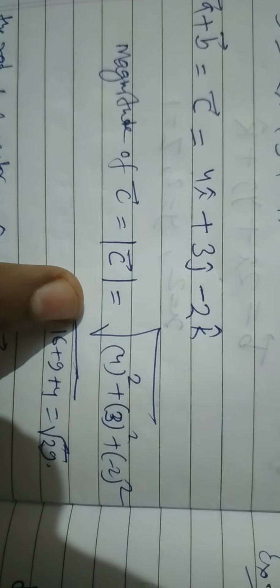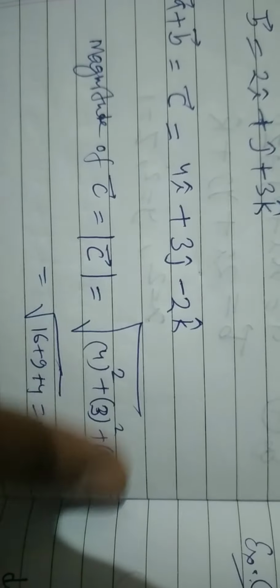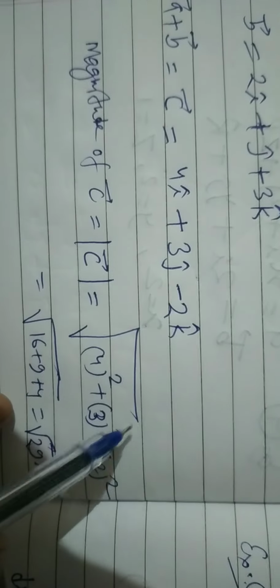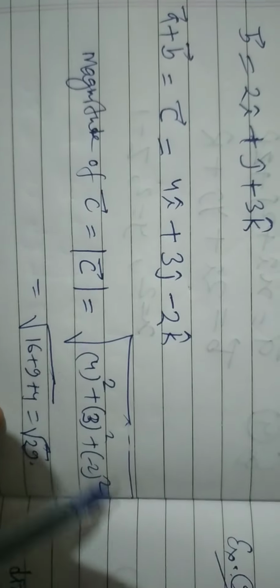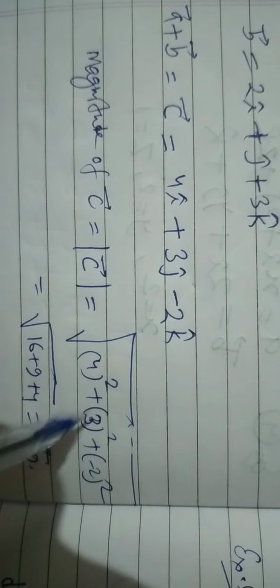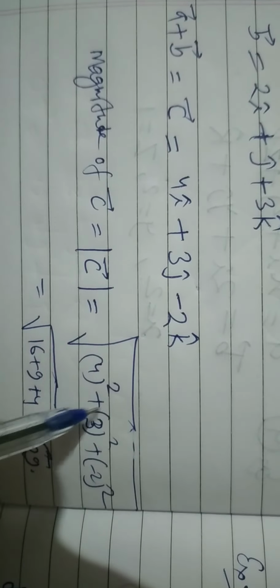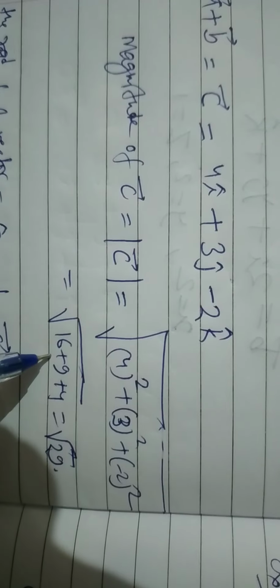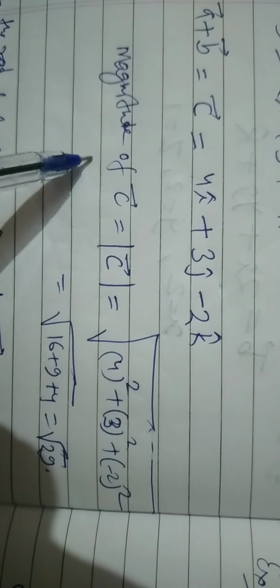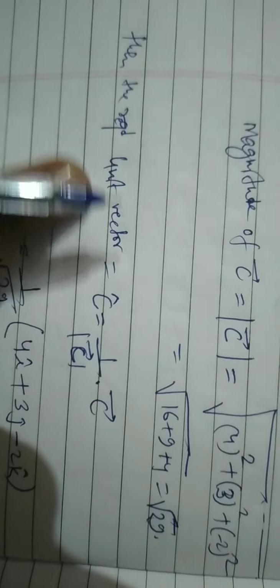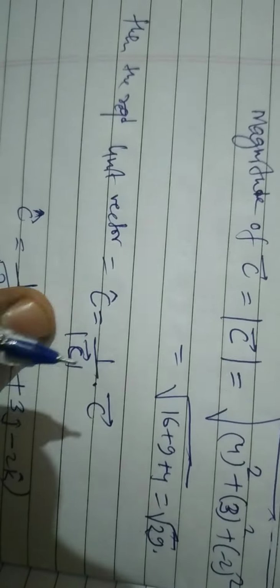Magnitude of vector c is equal to the square root of 4 square plus 3 square plus minus 2 square. If we calculate it, we find the magnitude of vector c is equal to the square root of 29. Then we can find the required unit vector, c cap.